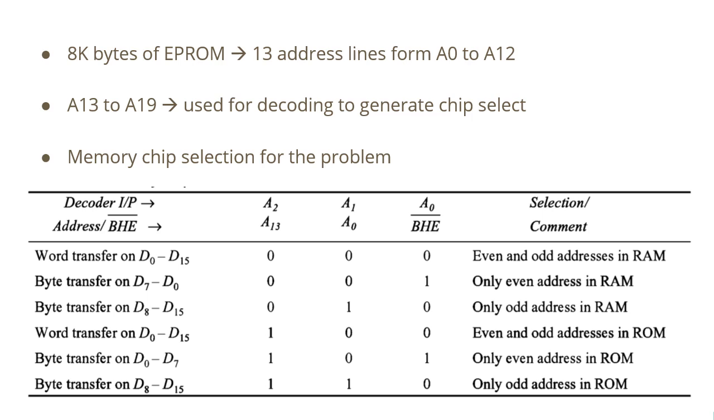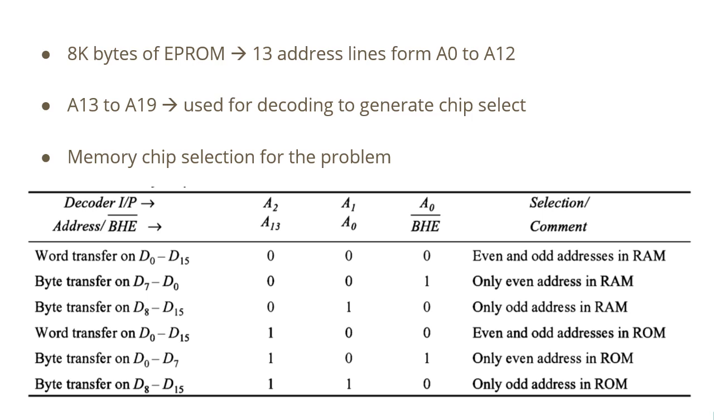If the operation that has to be done is a word transfer on the RAM, that is, the bits D0 to D15, all the 16 bits of the data bus are required. In that case, it is the RAM that has to be selected, so the A13 bit should be 0. And it is a word transfer, so both the even address bank as well as the odd address bank have to be selected. So for that, both A0 as well as BHE bar should be 0.